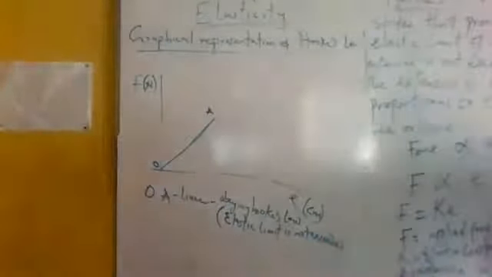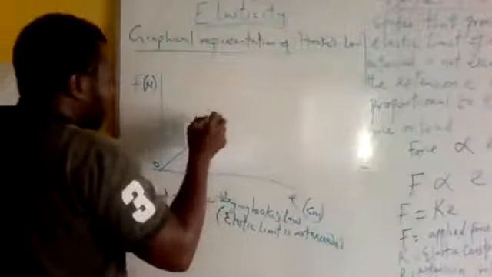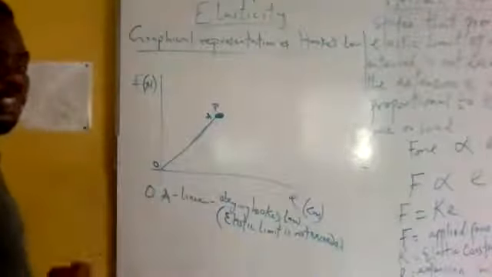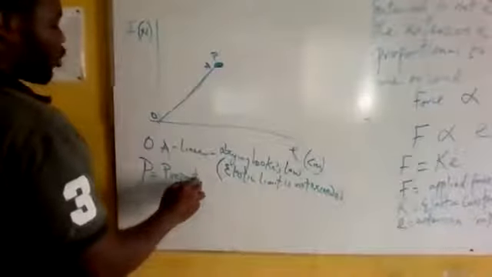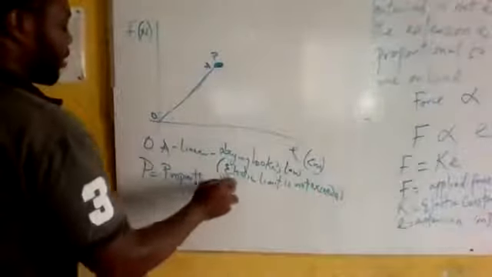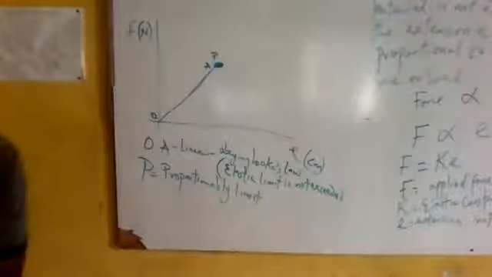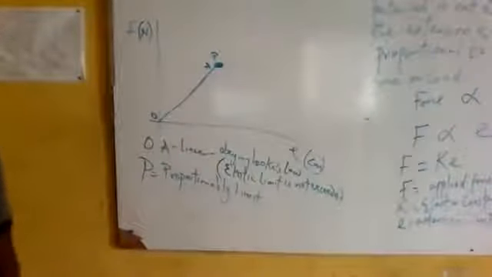Now, after that point, we'll get to P. This point that I marked as A, if you go beyond it slightly, you get to P. Now, P is known as the proportionality limit. Meaning that at this point, if you decide to go beyond it, then you will be moving on to your elastic limit.